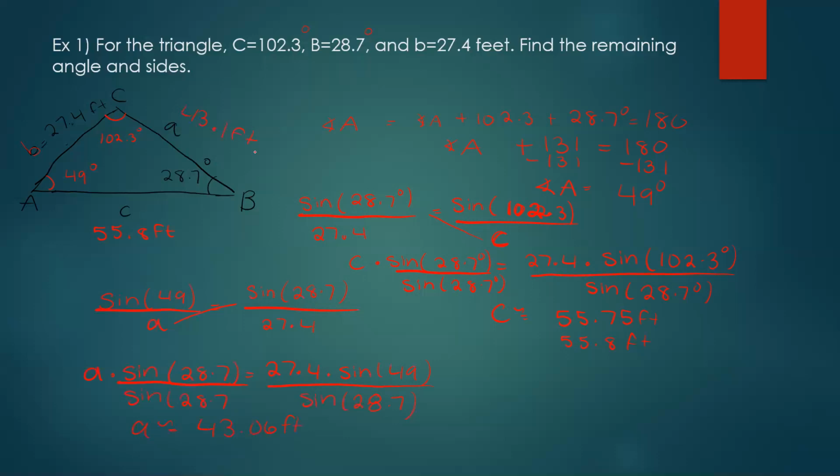So that's all it is. You just need one unknown, and then missing, you just need side length and an angle.